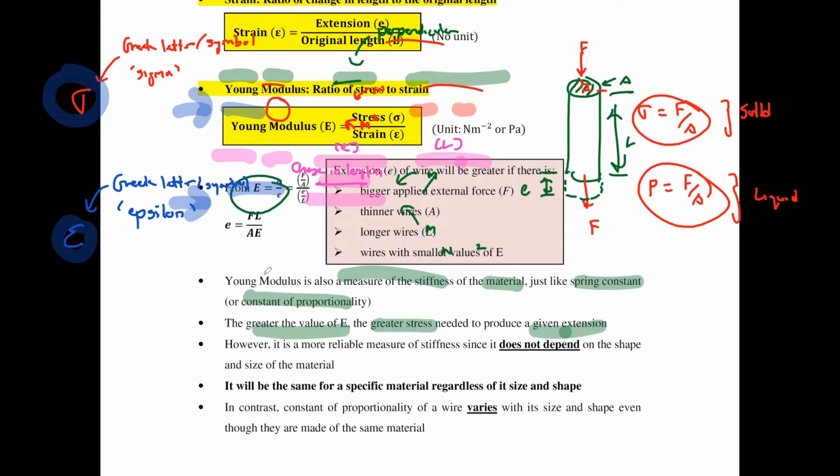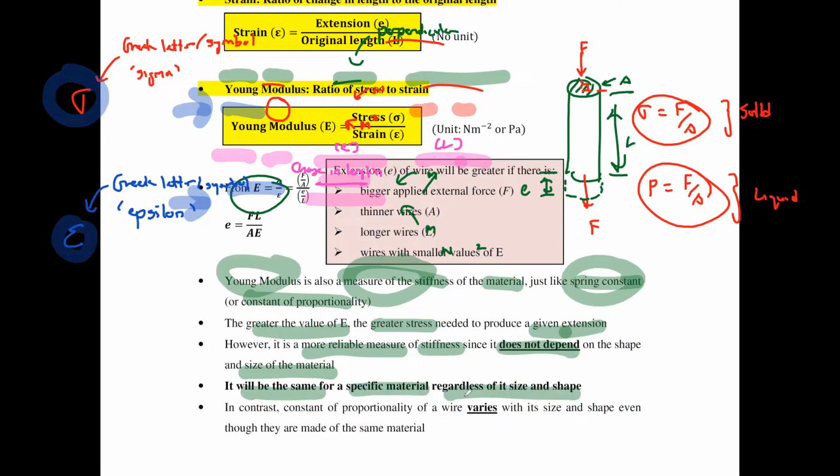Now, although we said that Young's modulus is also a measure of stiffness like spring constant, Young's modulus is actually a more reliable measure of stiffness than spring constant because it doesn't depend on the size and shape of the material. It is actually the same for a specific material regardless of its size and shape. Now, the constant of proportionality or spring constant will actually vary with size and shape, even though they're made of the same material. So it's not really a reliable measure of stiffness.